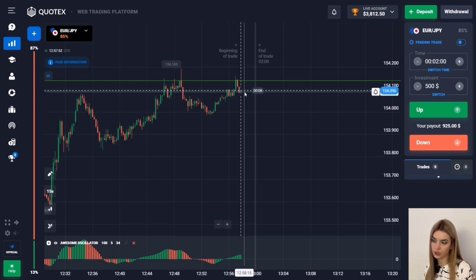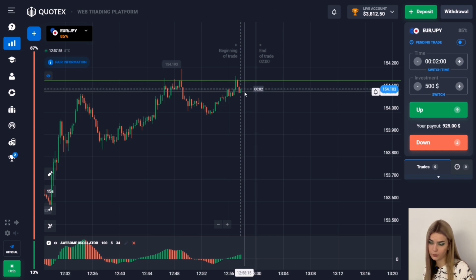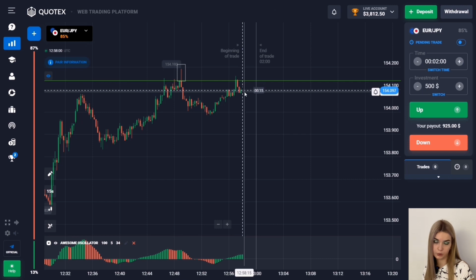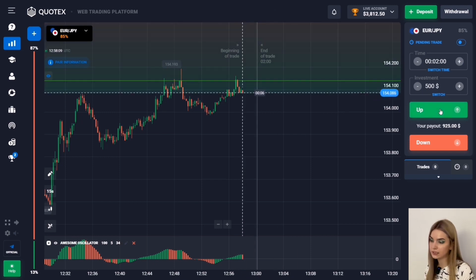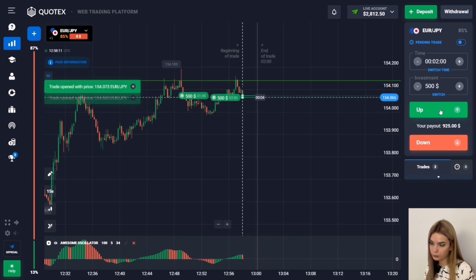We also see that after touching the resistance level there was a pullback down. This level has not been broken yet, but at the same time we also see that there was a false breakout earlier. It is quite possible that in the near future this level will still be fully broken, and therefore we will try to open the next deal here. Let's open a deal for 2 minutes to go up.